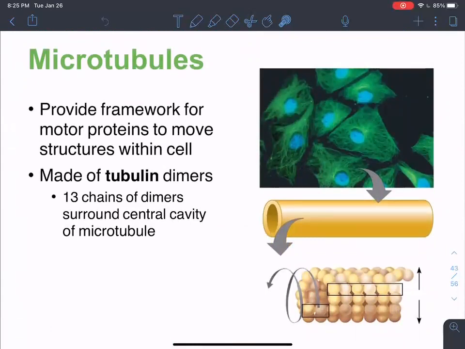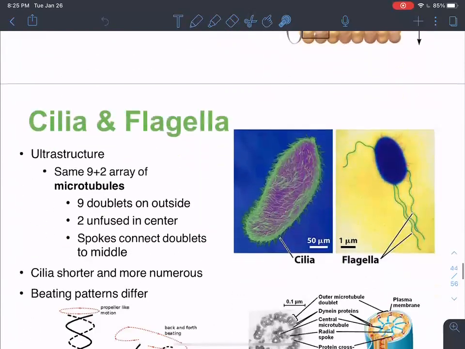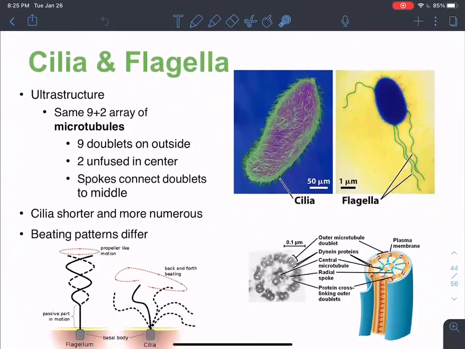Now, microtubules are going to provide a framework for motor proteins to move structures within the cell. So they're like the highways. And you can see here that there are these subunits that coil around to form a tube. They're made of these tubulin dimers. It's 13 chains of dimers actually surrounding a central cavity, and that is the microtubule. Okay, so what are cilia and flagella then?